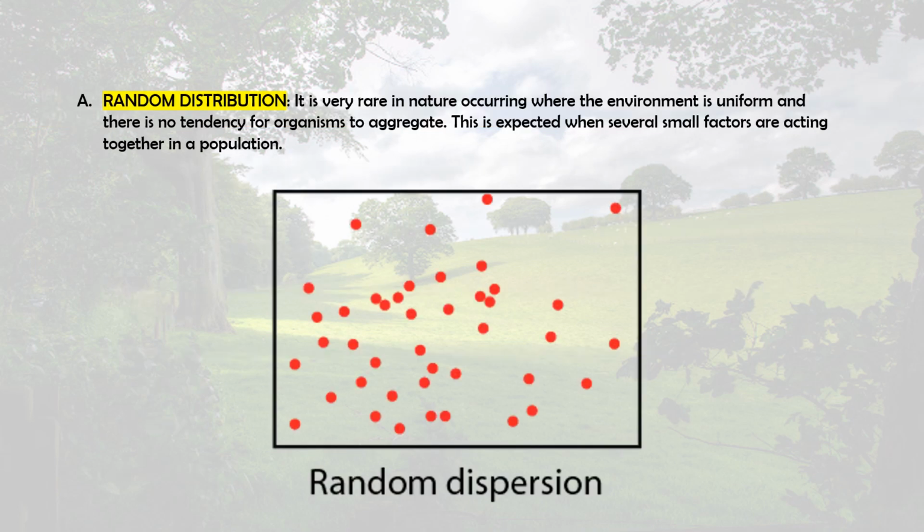Random distribution is rare in nature, occurring where the environment is uniform and there is no tendency for organisms to aggregate. This is expected when several small factors are acting together in a population. It's a normal distribution where there is no uniformity and there is no aggregation of organisms. This is the simplest form of distribution.